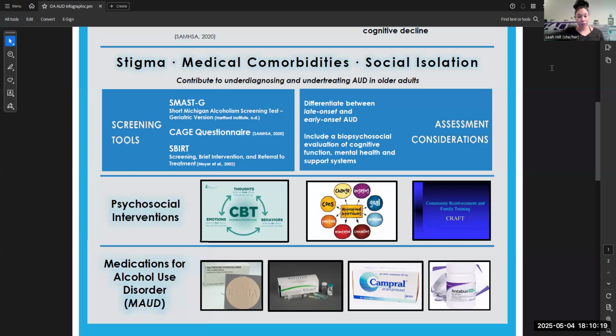Campral is also an additional medication that can be helpful in the process, as well as Antabuse, disulfiram. That one can be more helpful when somebody is very motivated because it requires the individual, or in this case, the older adult, to really electively use the Antabuse each day.